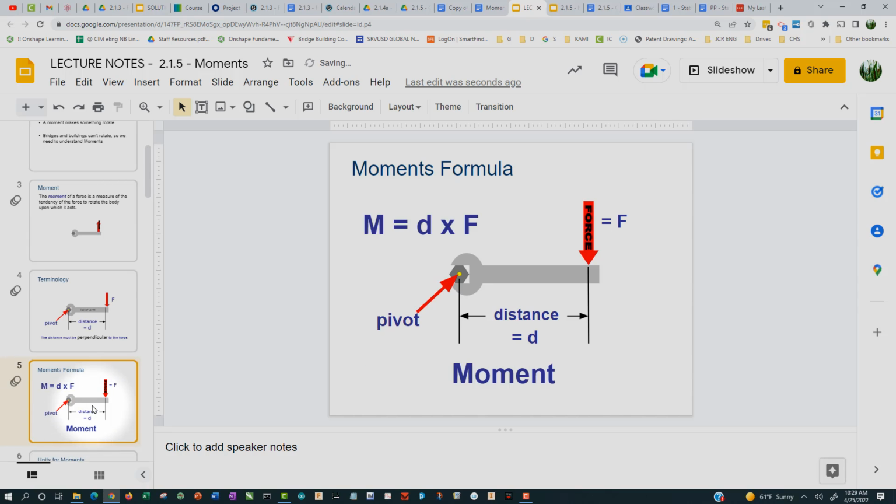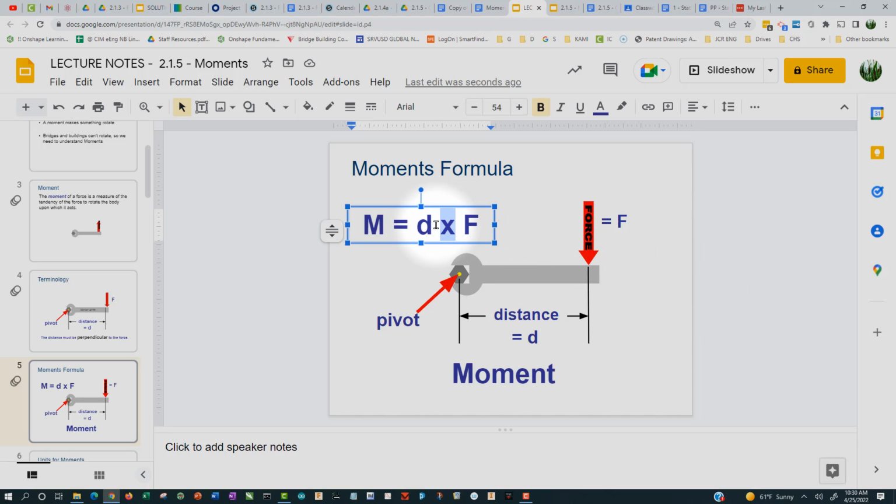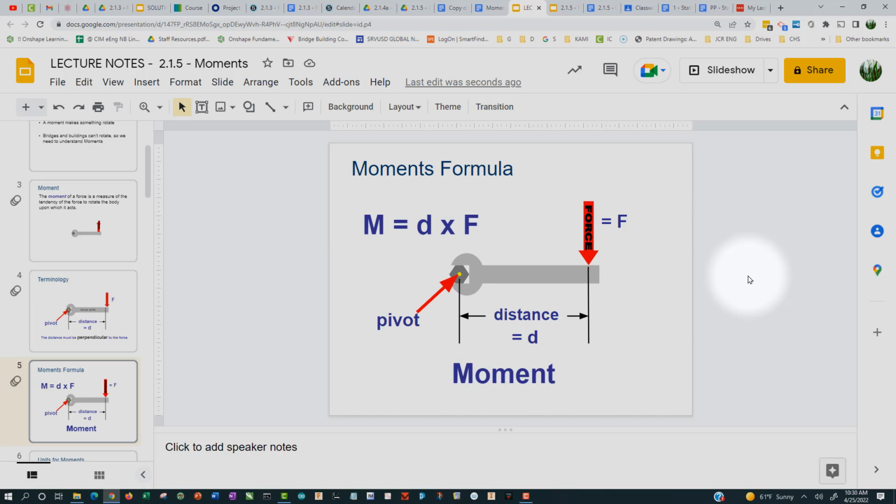Here is the definition of torque. It's the product of that distance d times that force F. As long as the force is perpendicular here, we don't have to worry about any trigonometric functions, so we'll keep it at that. This is a simple multiplication. So M is equal to d times F. Very simple calculation.